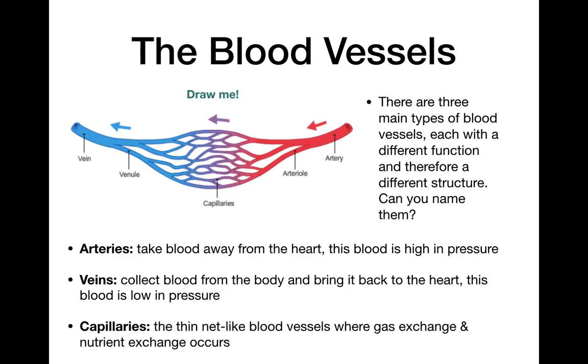And the last one are the capillaries. The capillaries are very thin and kind of net-like blood vessels. And this is where gas exchange happens on the alveoli, where nutrient exchange happens in the small intestine. It's all over the body, at the kidneys, your brain has a ton of them, muscles have them, they're all over the place. Anytime things are coming in and out of the bloodstream, it's going to be through a capillary.